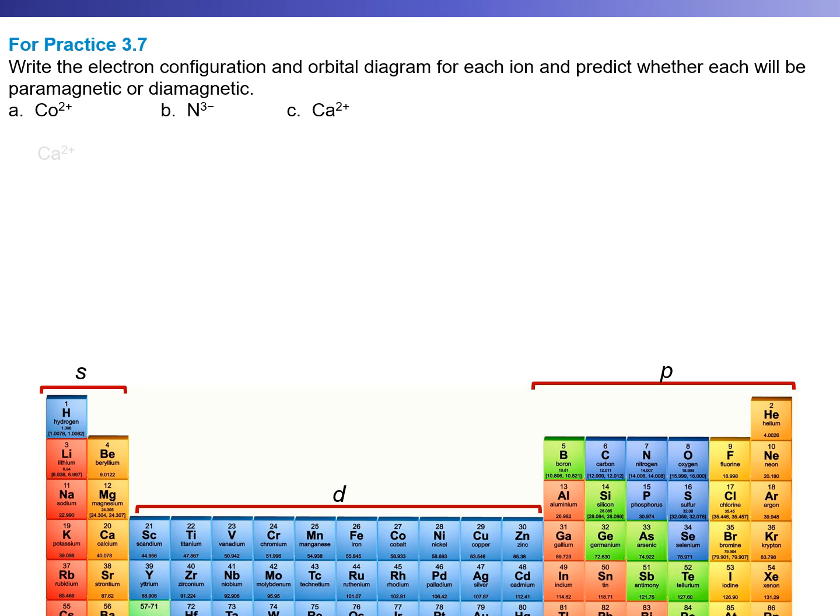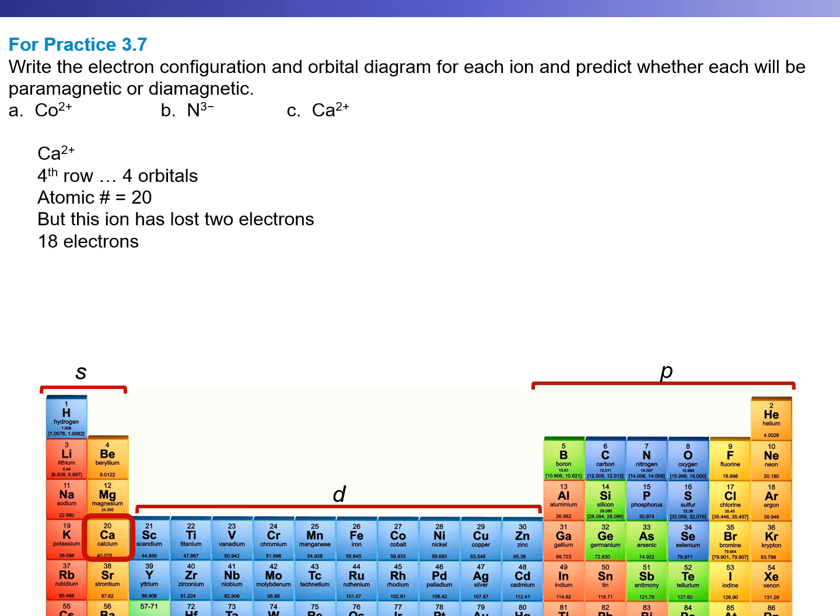And for the calcium ion, if we find calcium in the periodic table, here it is in the 4th row, 2nd column. And we've got 4 orbitals. At ground state, it would have 20 electrons that they want us to place, but we are a positively charged ion, which means that we've lost some electrons, and in this case we've lost 2, so we're going to have 18 electrons that we need to place.